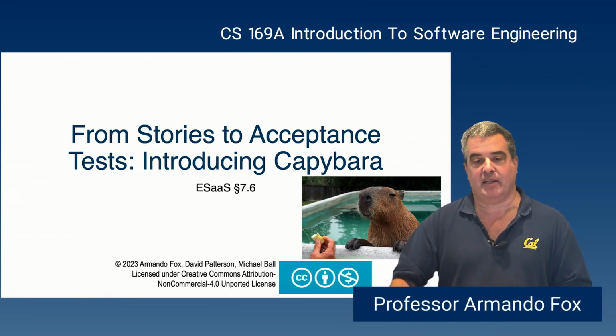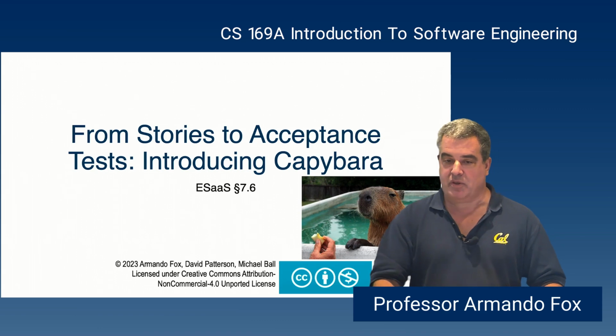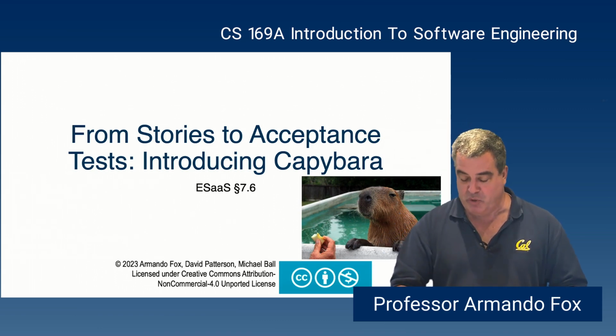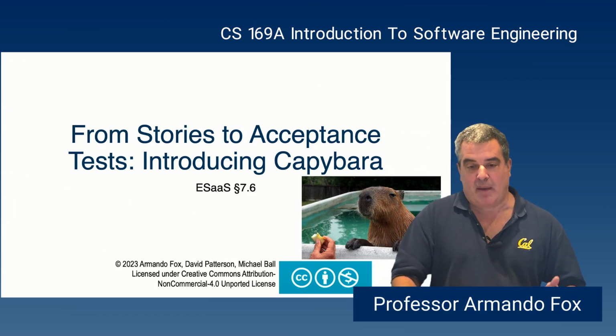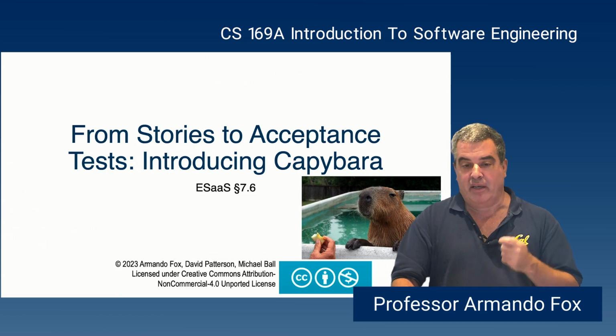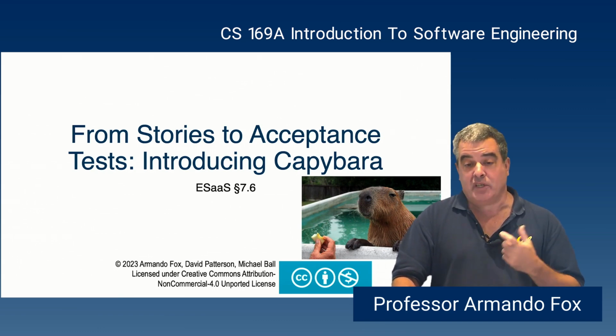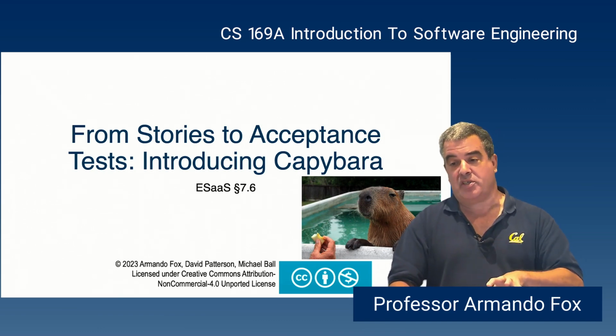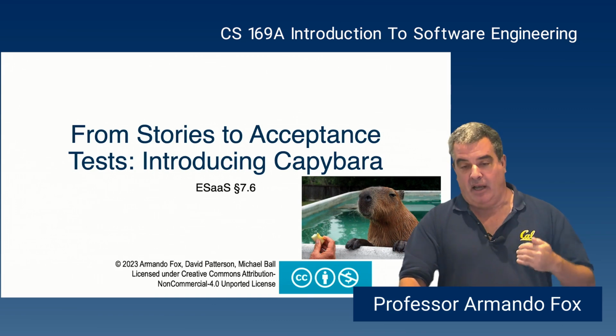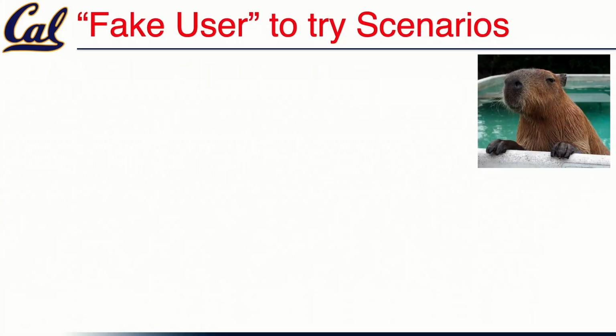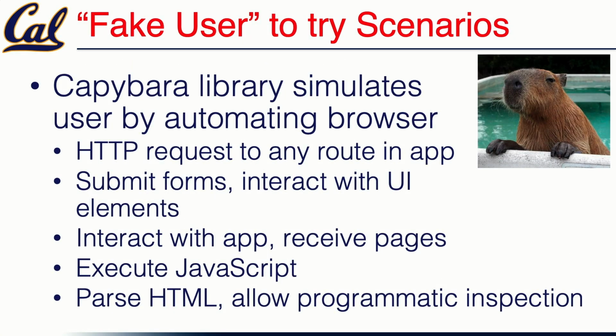They're very docile, and until recently, you could see them at the San Francisco Zoo, but their capybara appears to have moved away. But what is Capybara? Capybara is a library that works in conjunction with Cucumber. It also works standalone, has many other uses, but Cucumber relies on it to essentially simulate the user by automating what a browser would do.